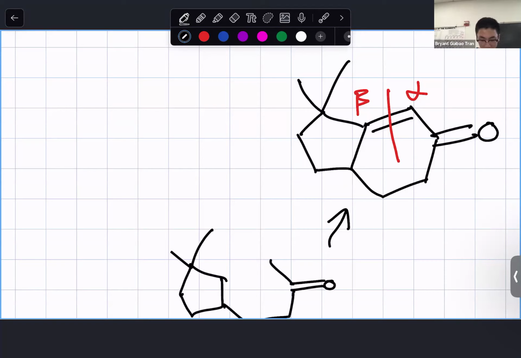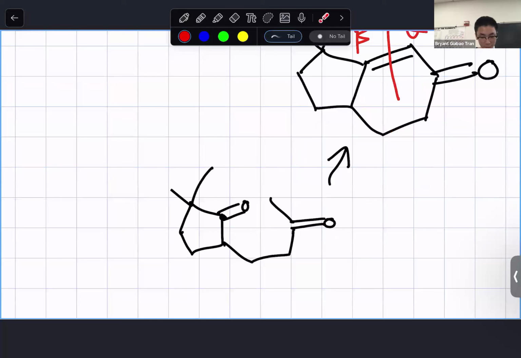And since the beta carbon is the electrophile, we have to keep that carbonyl there on that beta carbon. Right. This disconnection gives our 1,5 dicarbonyl: 1, 2, 3, 4, 5. That's the first disconnection. Now, the second disconnection will allow us to find our enone.